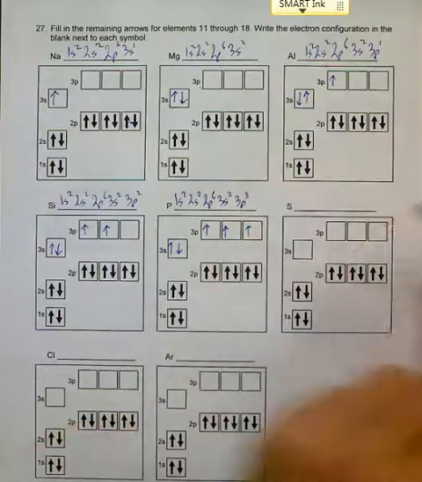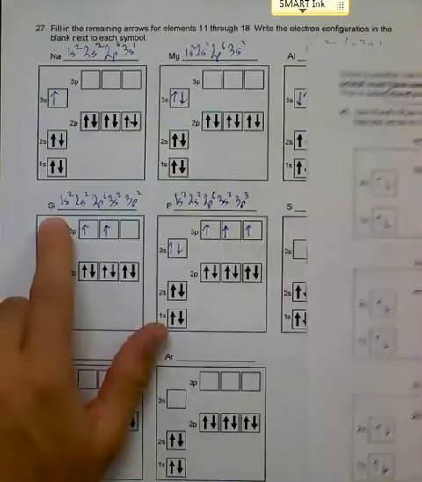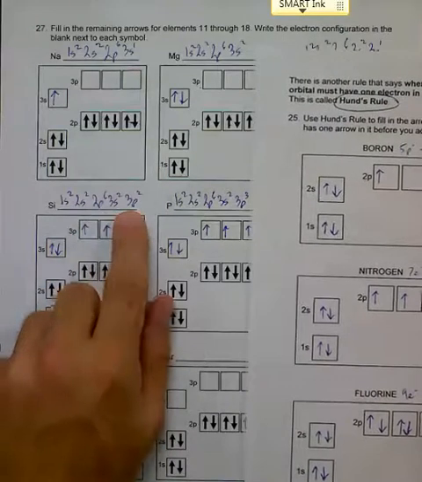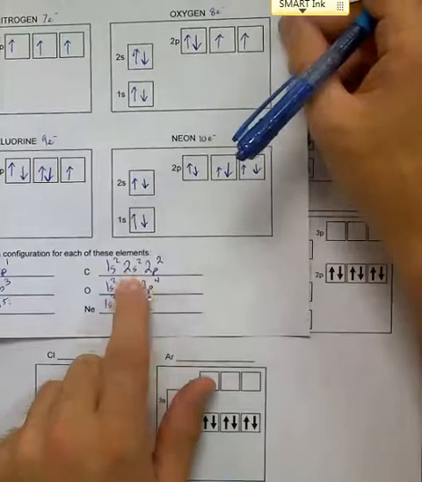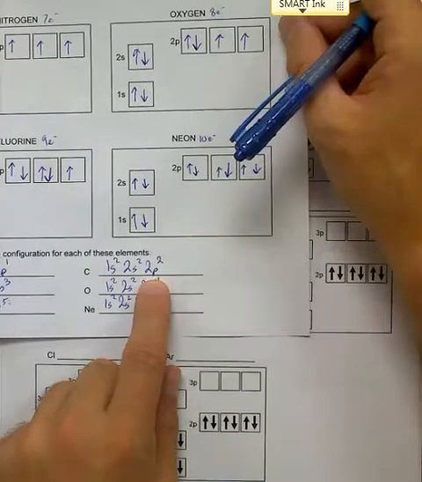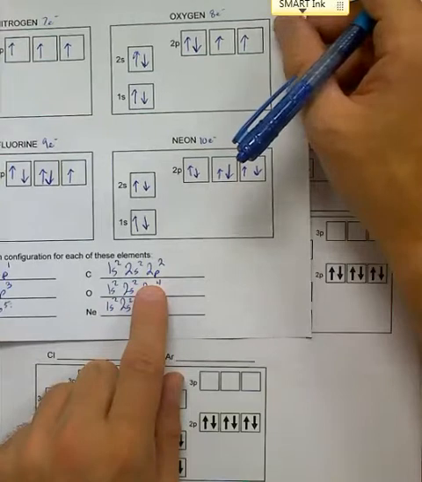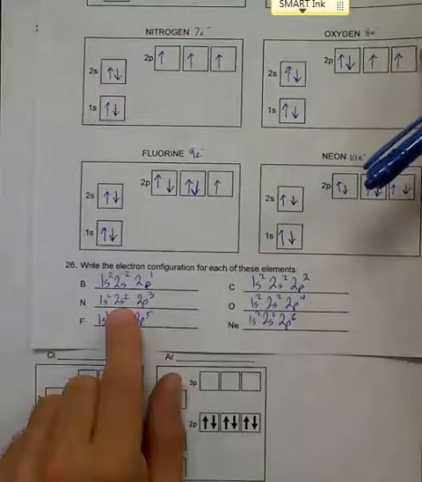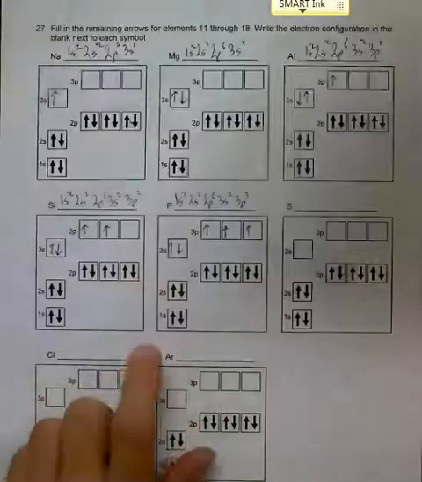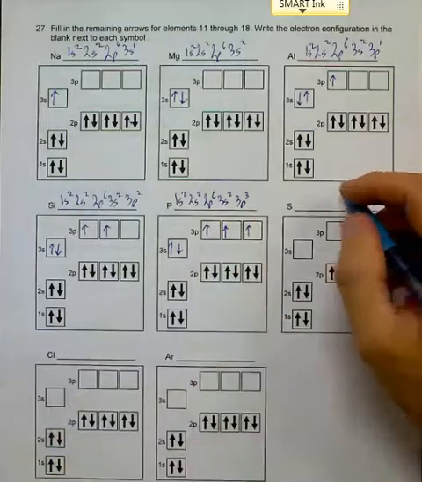The other thing I'd like you to notice, take a look at silicon and compare it to carbon. Silicon's electron configuration ends 3s2, 3p2. Carbon's electron configuration ends 2s2, 2p2. They're in the same column on the periodic table, the same family, and they have a similar ending to their electron configuration. Nitrogen ends in 2s2, 2p3. Phosphorus ends in 3s2, 3p3. Very interesting. We're going to come back to that.